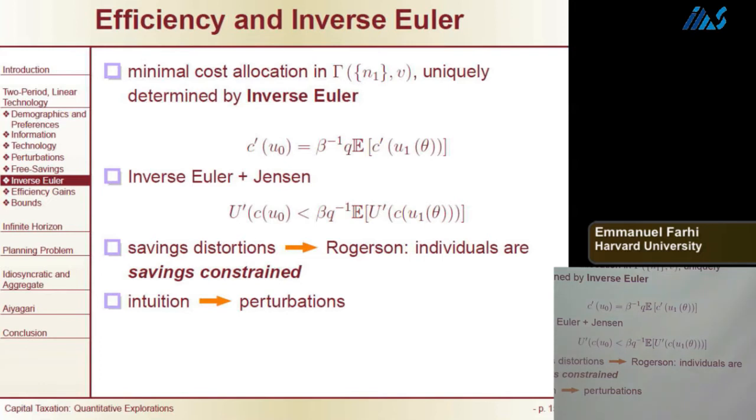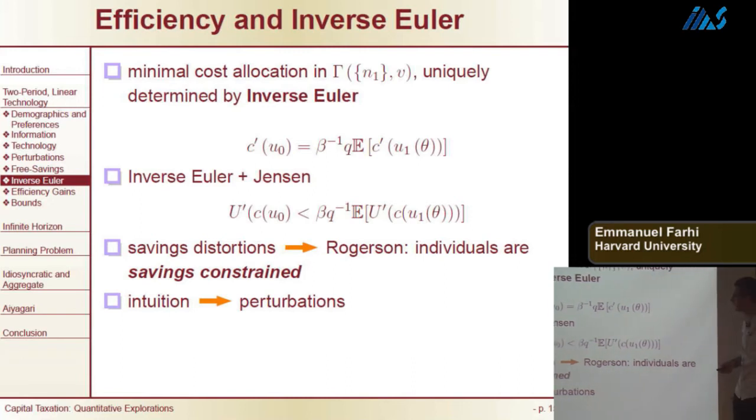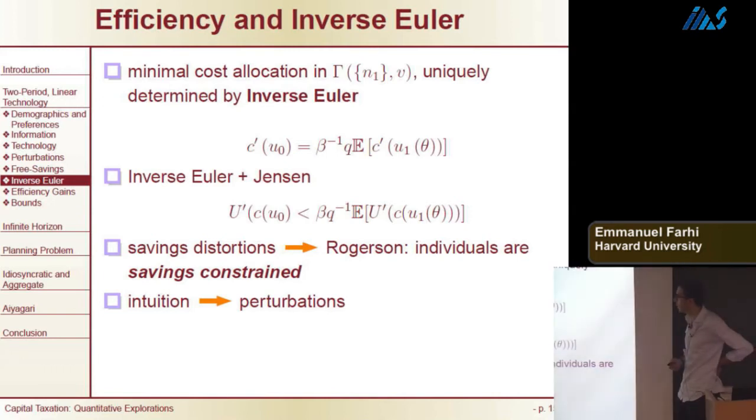So a bit of history on this inverse Euler equation. It first appeared in a paper on disability insurance by Diamond and Mirrlees in 77. Then it was derived and exploited more by Rogerson in a repeated moral hazard setting. I think that was in 85. And then Oleg, Mike, and Narayana took it again and made it an important part of public finance. Okay.